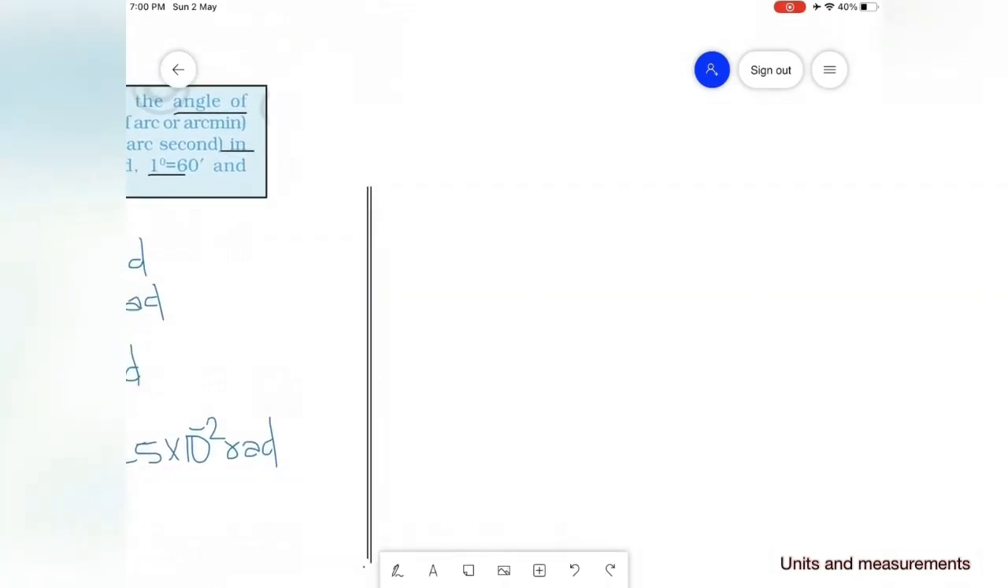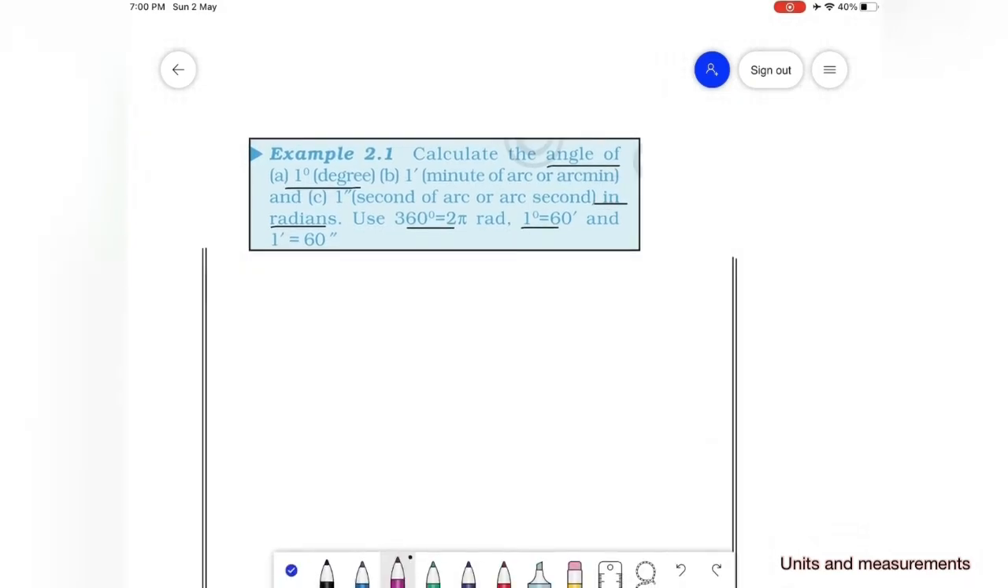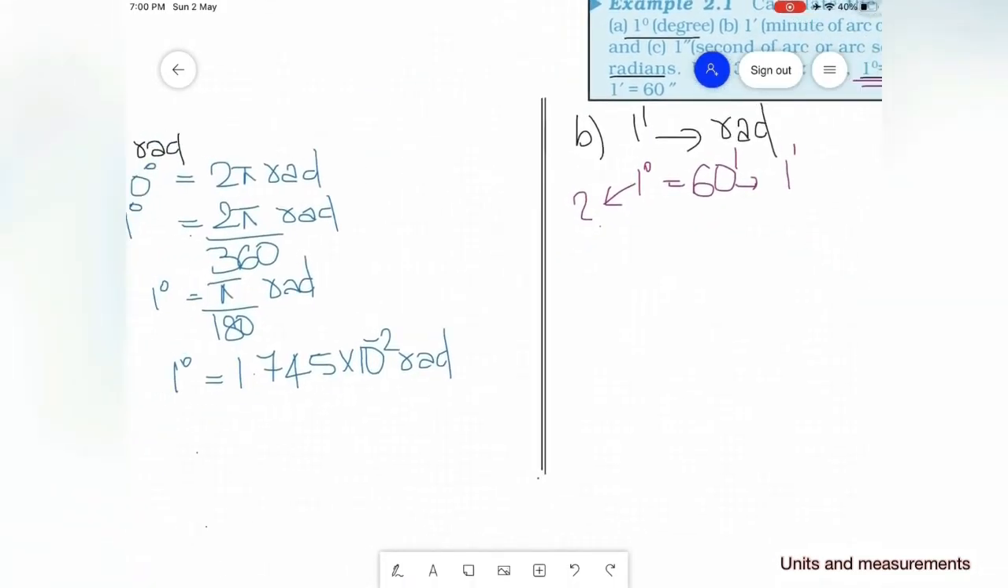Now let's solve part B of the question. Part B is, convert 1 minute into radians. The given information here is 1 degree equals 60 minutes. So the question here is, where do we get 1 degree from? But that is what we solved in part A.